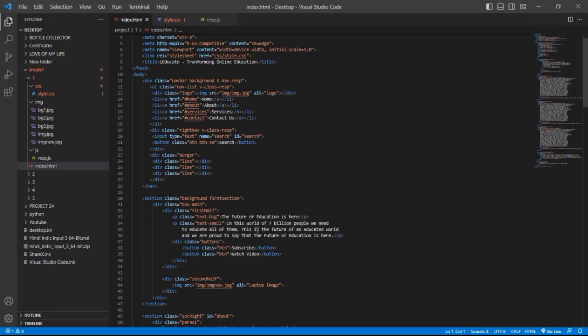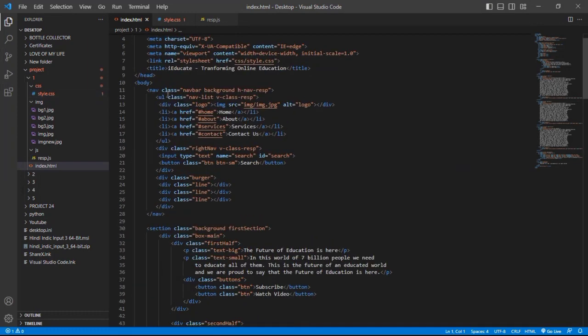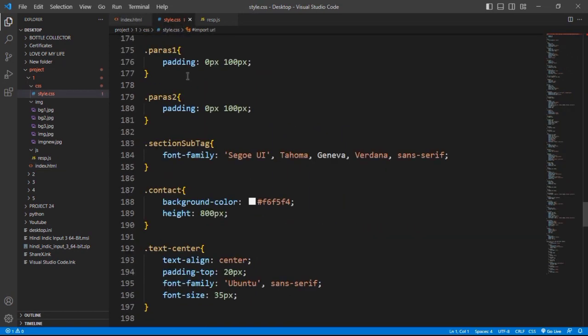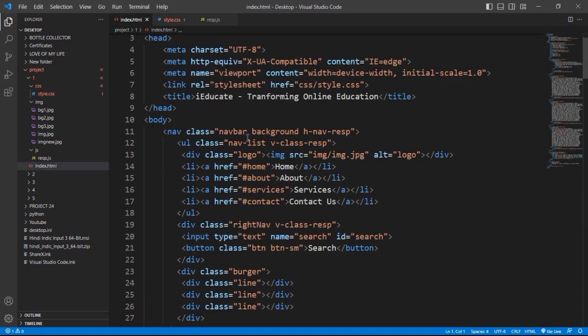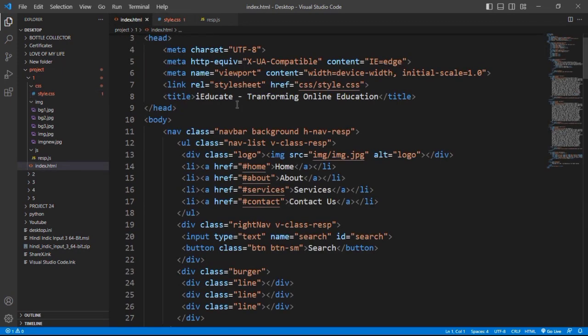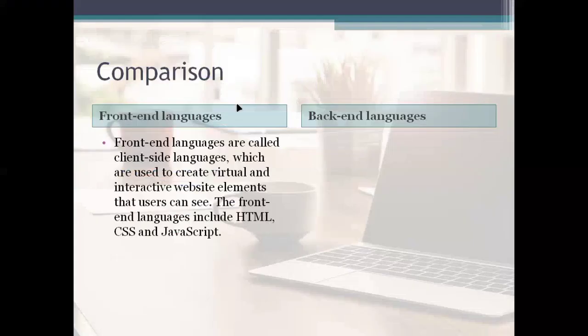So let me increase the size for you. So you can see here, it is an HTML tag. Here at the top you can see it is an HTML tag, and this is the CSS tag. So what happens is it gives the outer structure and it designs the structure. CSS designs the structure. So these two are called front end languages, because they design the appearance that makes it suitable for the user interface. Now let's see what is backend language.